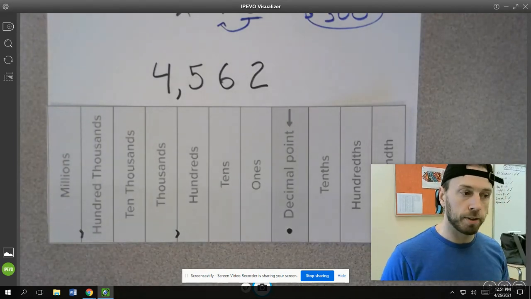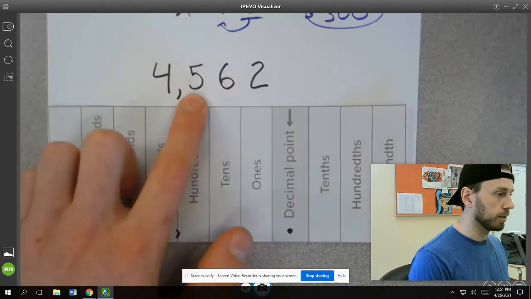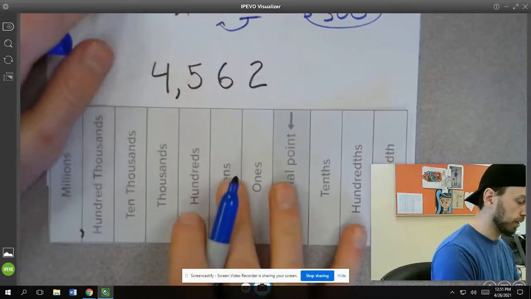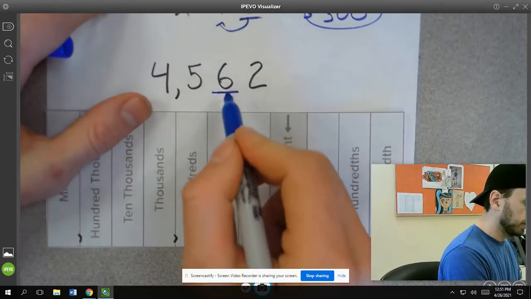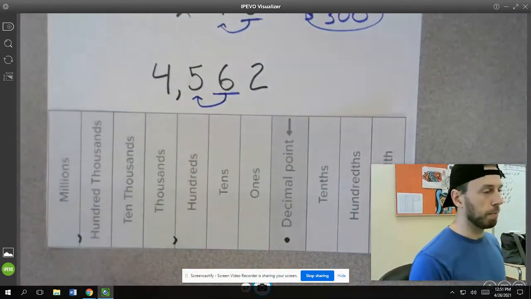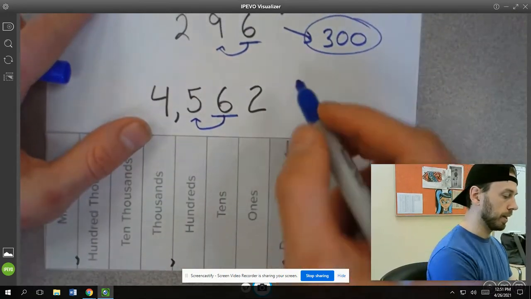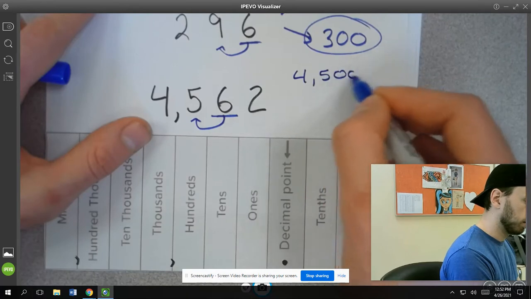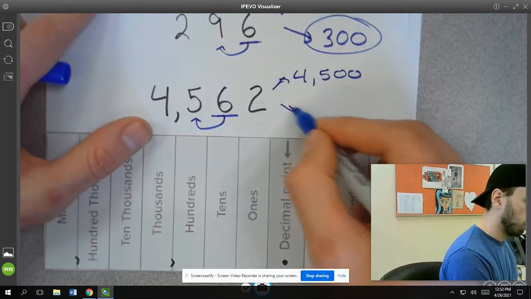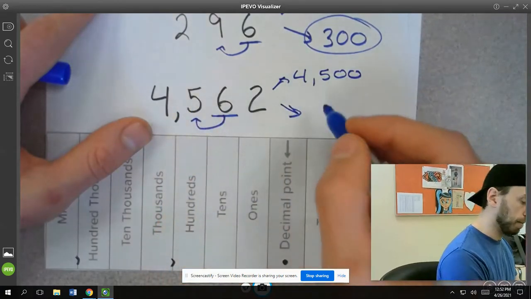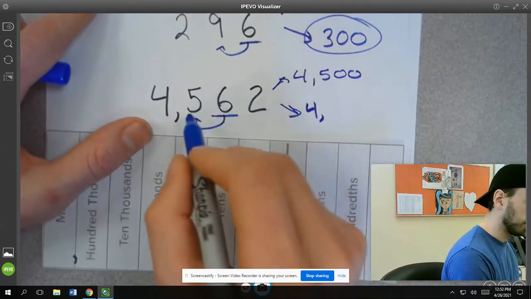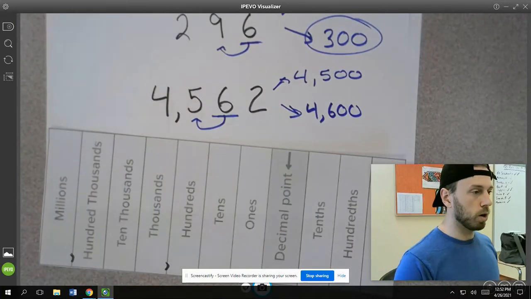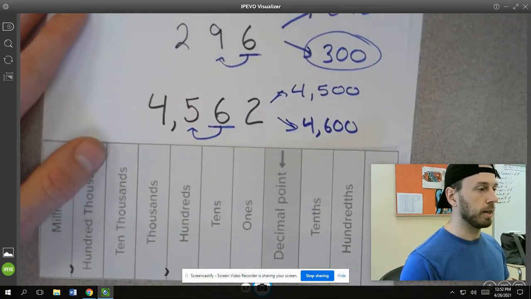Okay, so to round this to the nearest 100, you would look at the hundreds place. You would look at the place to the right of it, so we're going to focus on the tens place here. This number right here is going to tell us whether we keep this the same and make it 4,500, or bump it up, and the 5 would just bump up to a 6, 4,600. Which of those is going to be the better estimate here?